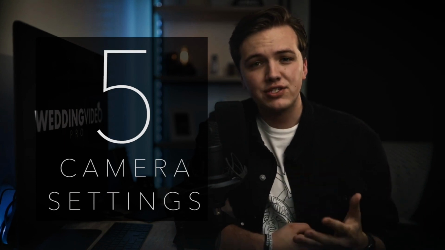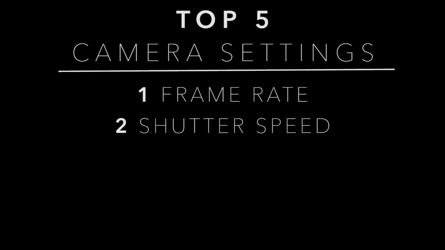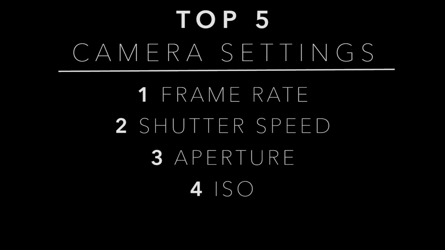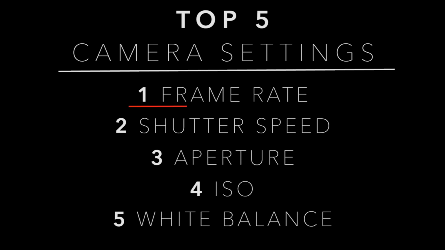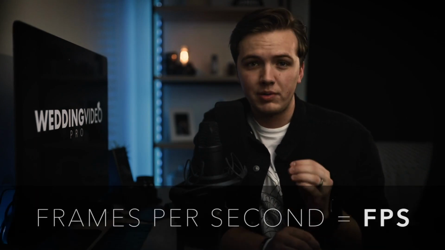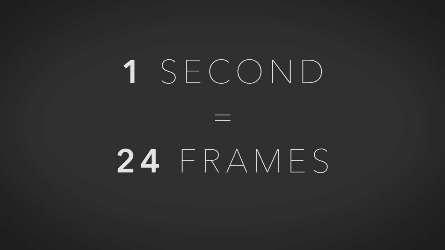As you get more advanced, you can learn more ways to achieve the look you want by adjusting certain settings more. All you need to worry about are the main 5, which for me are frame rate, shutter speed, aperture, ISO, and white balance. First, frame rate. Your camera has the ability to shoot a variety of frames per second, or FPS, which does exactly how it sounds. It determines how many frames per second you are shooting.